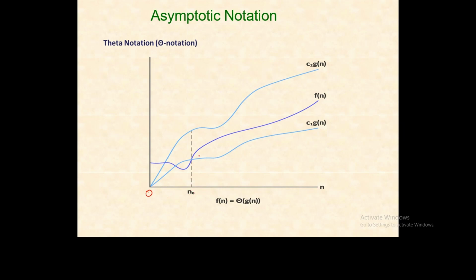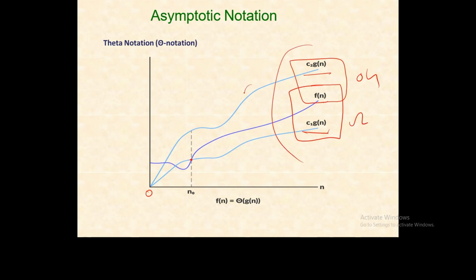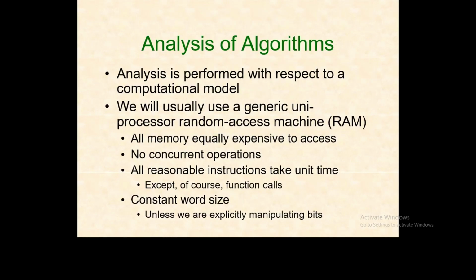Here you can see this is the value n. It may be possible that the values of the function f(n) can be equal to c1 g(n) or c2 g(n), but after this the value of f(n) will always be in the middle of these two functions, c1 g(n) and c2 g(n). So the value stays between them. So basically it is representing the O notation and the omega notation, and this whole thing is representing the theta notation. Okay, so it is all about the asymptotic notation.